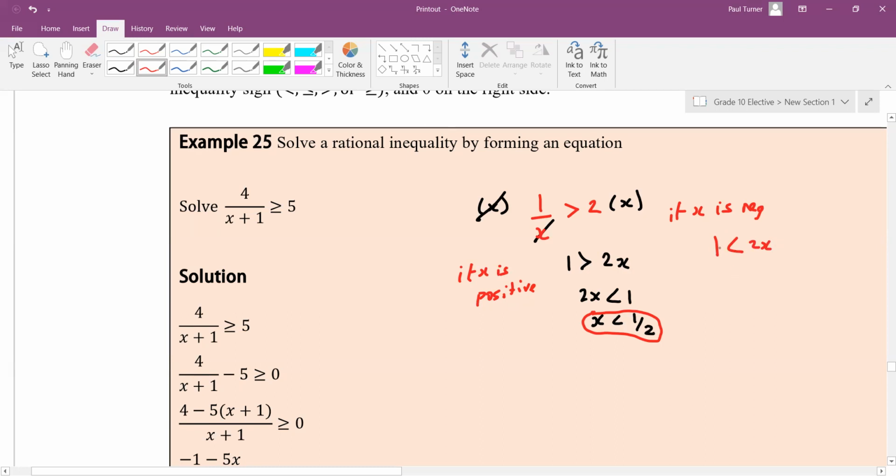So I'm going to add 1 is less than 2x. 2x is greater than 1. x is greater than 1/2. Like that. So you end up with 2 parts to the solution. So by graphing, let's just double check that.